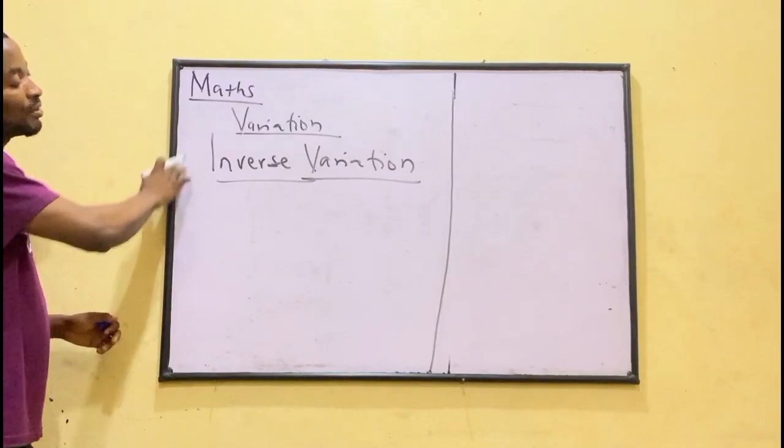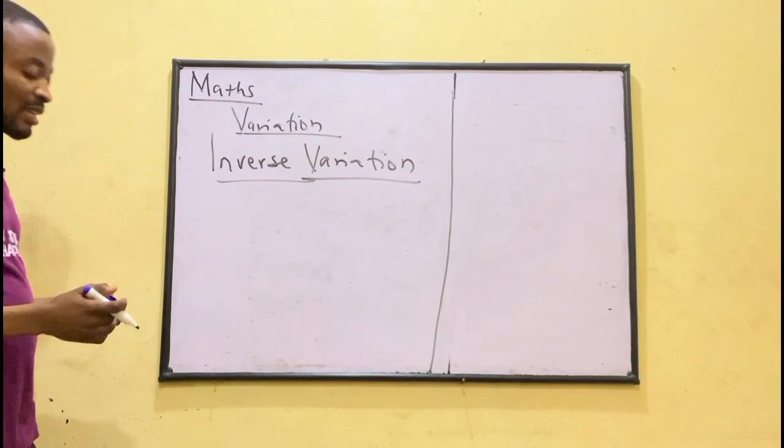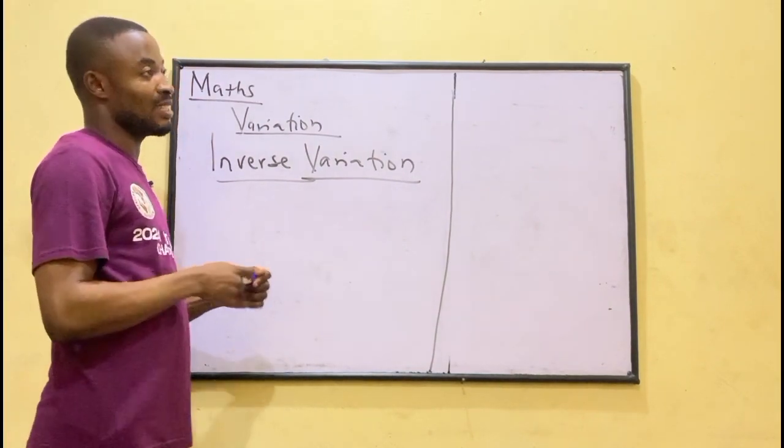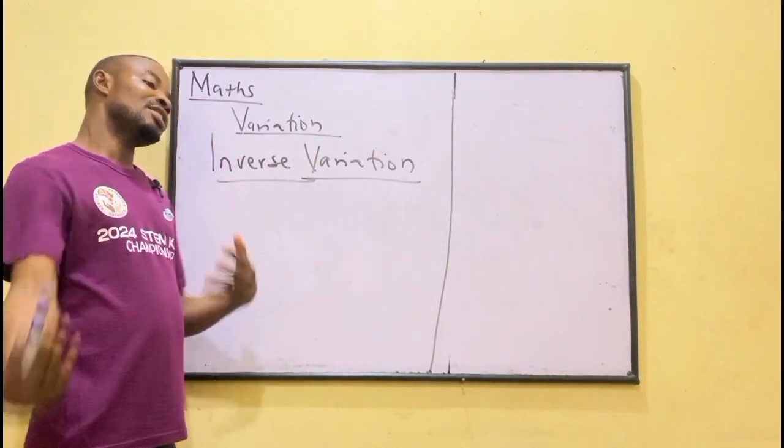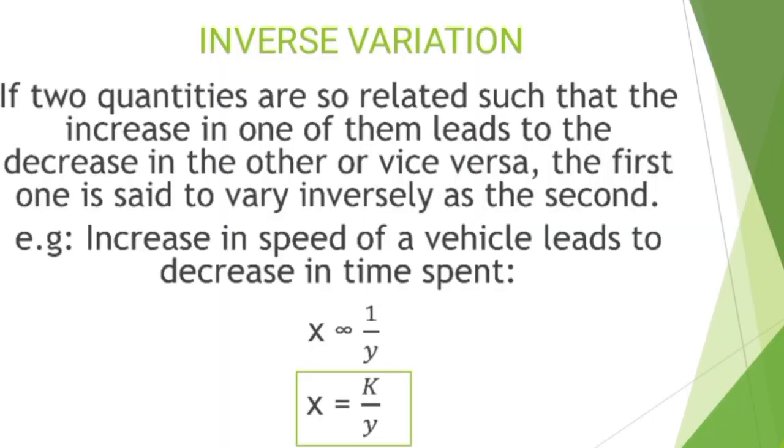So, inverse variation. Now, in inverse variation, we are trying to compare two quantities in such a way that the increase in one of the quantities will lead to the decrease in the other, or the decrease in one will lead to the increase of the other. So that's the kind of thing we do in inverse variation.